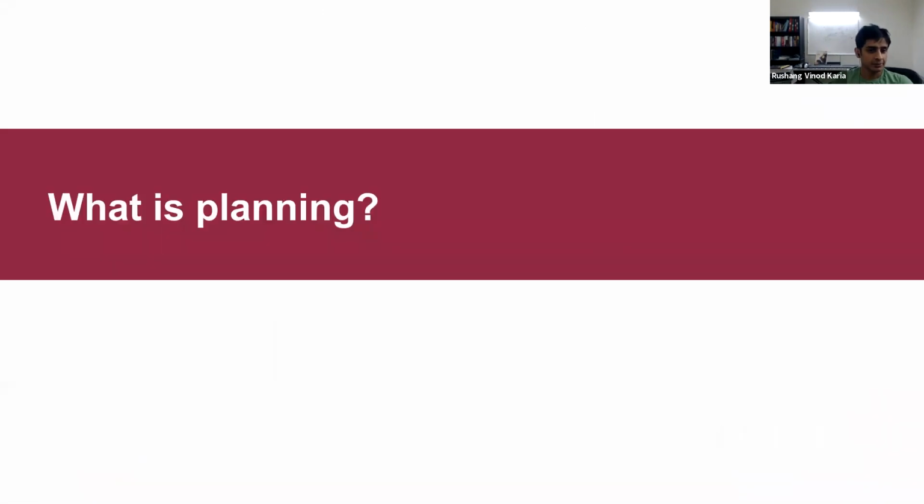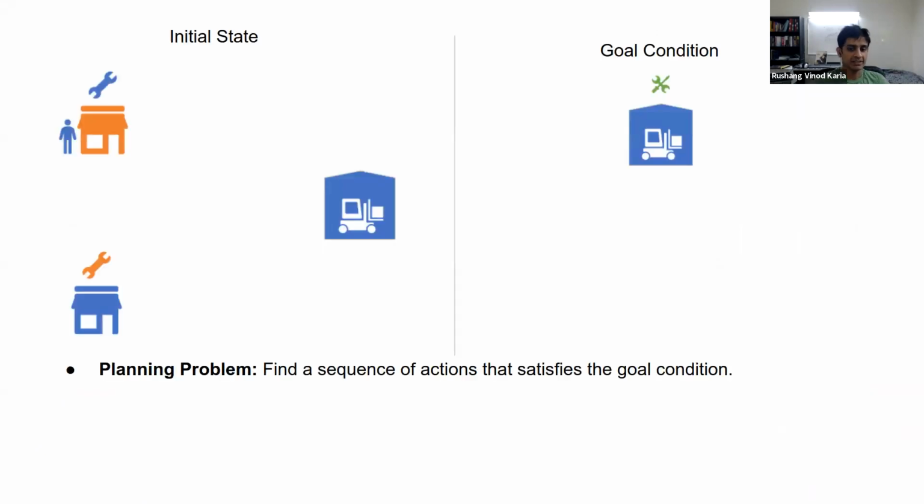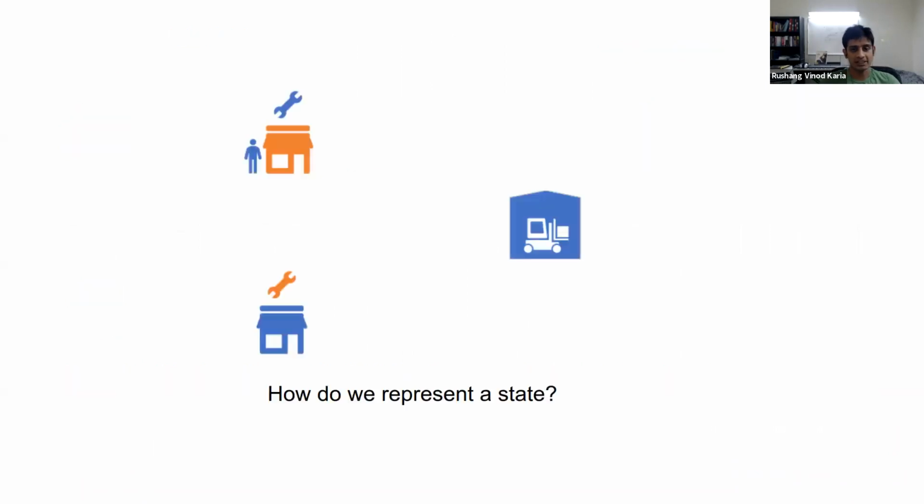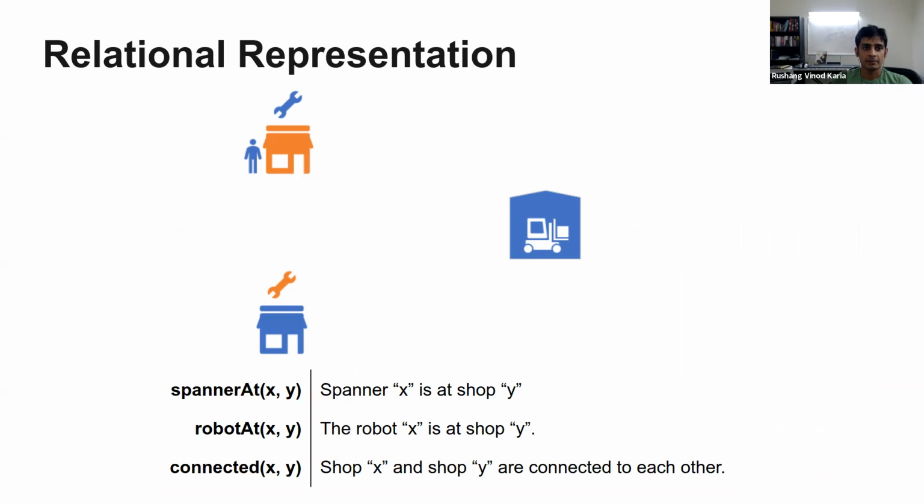So first, I would like to begin by asking what is planning. Planning is basically given an initial state and a goal condition, the standard notion is to find a sequence of actions that satisfies the goal condition. I come from the classical planning literature, where the question is, how do we represent a state? One of the notions in classical planning is to use relational representations, where a state is represented as a conjunction of Boolean predicates. So for this example, robot at XY would imply the robot X is at shop Y.